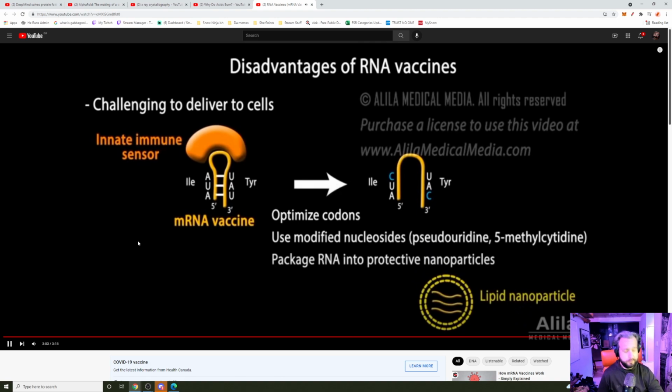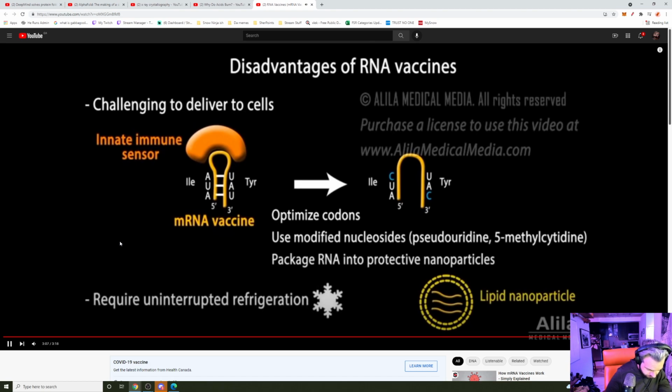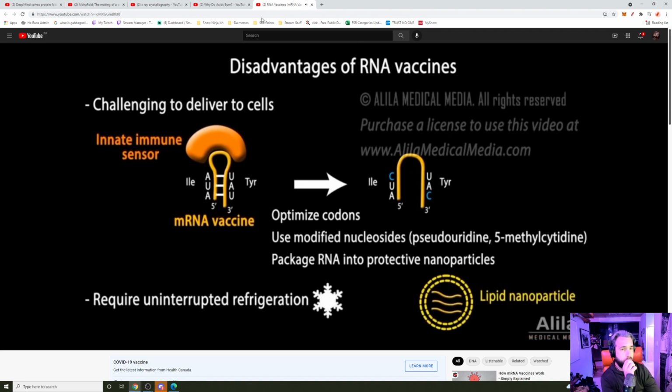Another disadvantage is that most RNA vaccines require uninterrupted refrigeration for transportation and storage, which can be a hurdle for vaccine distribution. Research is ongoing to engineer thermostable vaccines.